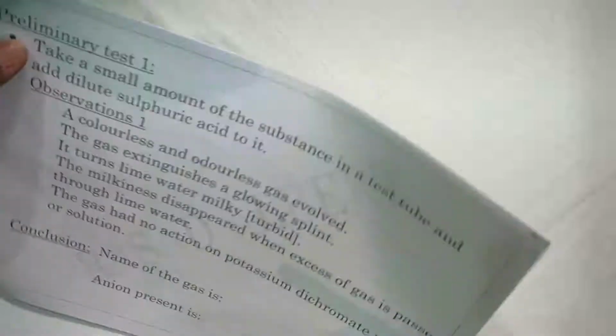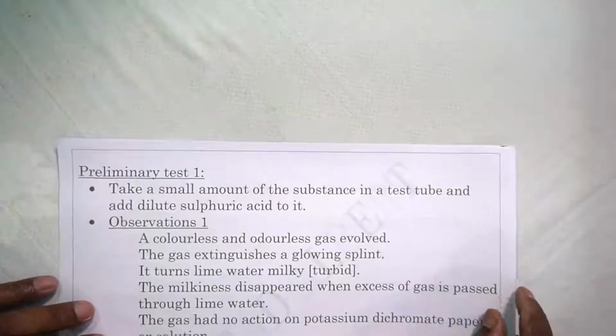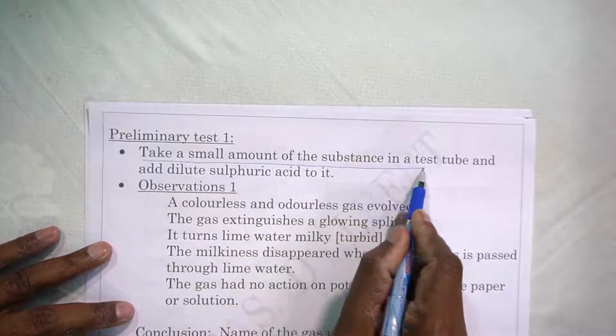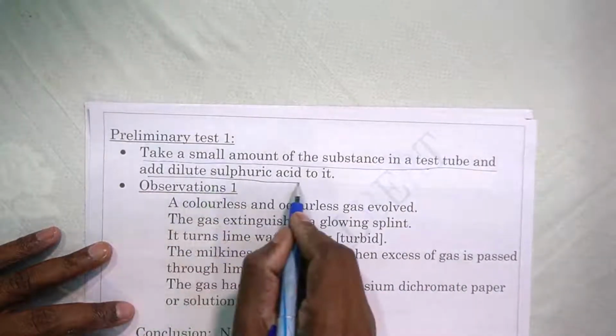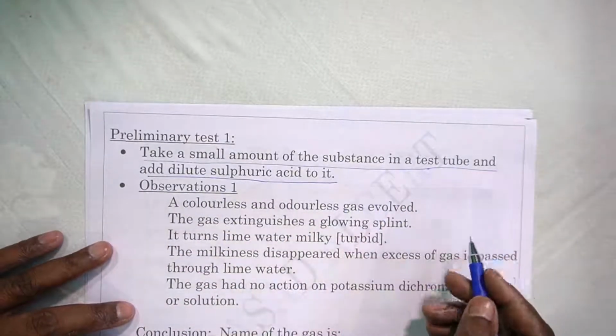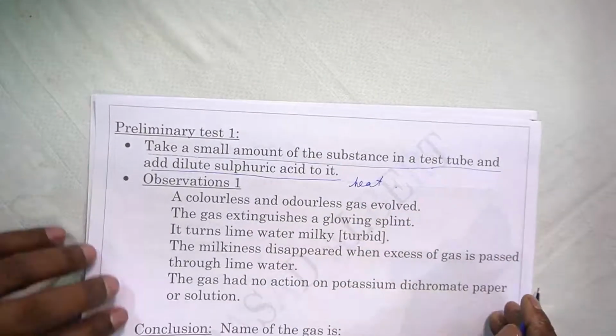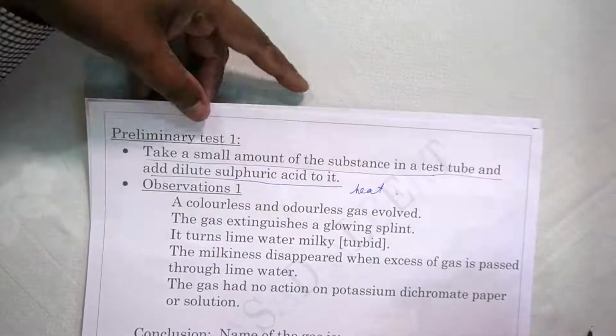So what is to be done first to identify the anions? The preliminary test, test number 1, or the first test to be performed, is to take a small amount of the given substance in a test tube. You can add dilute sulfuric acid to it. Now if no reaction happens, you may heat it. Now what are the possible observations?